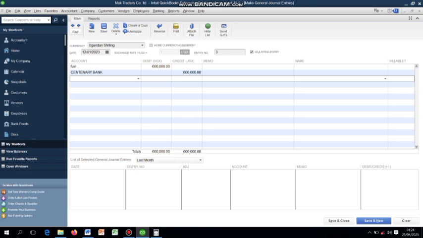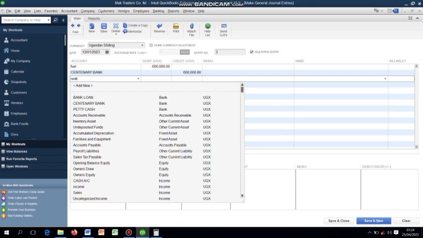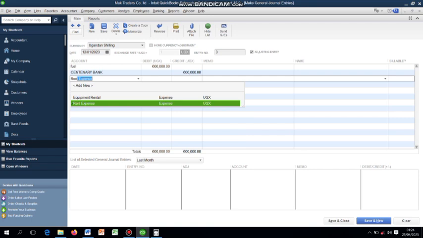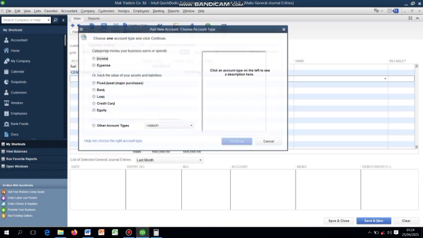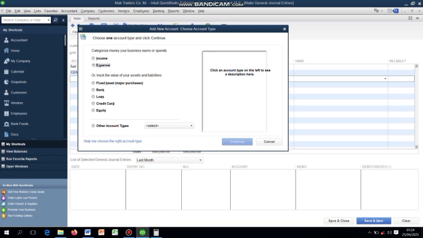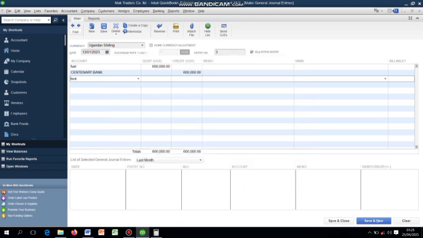It is rent. And so I'll just go add expense. I add rent. I write its amount 200. It's also from Centenary Bank.